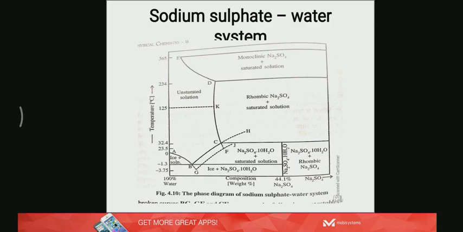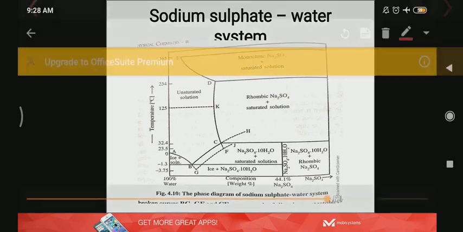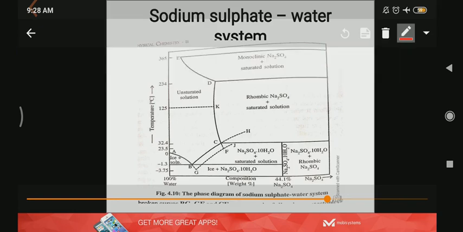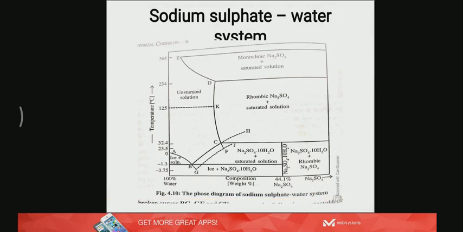See that this is a 6-phase system where the phases are ice, the solid forms are ice. Sodium sulphate has two allotropic forms, that is rhombic and monoclinic. Then there are two hydrates formed here, that is Na2SO4 10H2O and Na2SO4 7H2O. And also there will be solution. So altogether there are 6 phases.